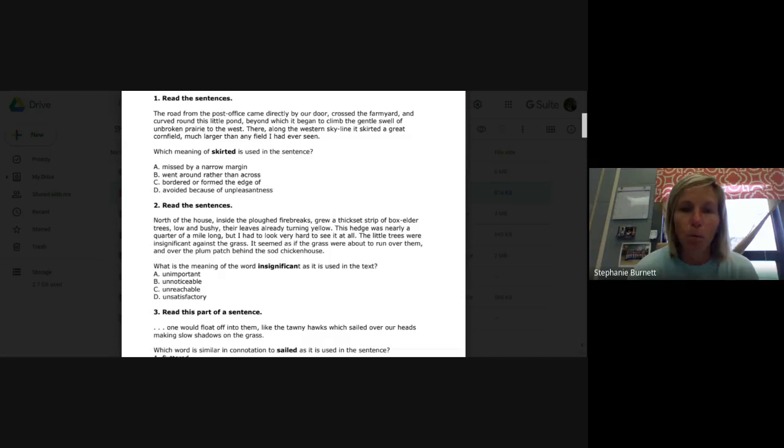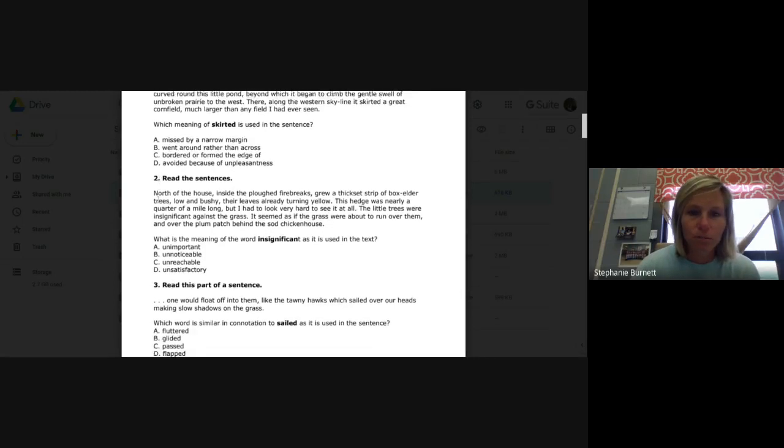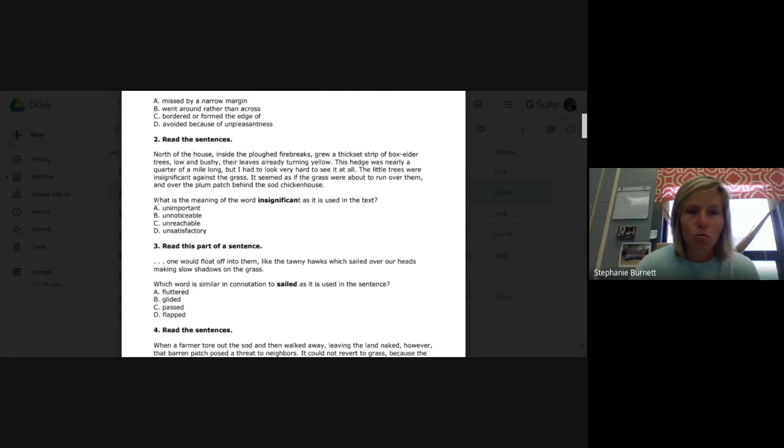Did it go around or did it border it? Okay, it says along the western skyline, it skirted a great cornfield. It went around the great cornfield. According to what state you're in, a cornfield would be really, really large. Y'all probably have seen some of those before. So if it skirted it, it went around it. So the answer to number 1 is B. We'll scroll on down and do number 2.